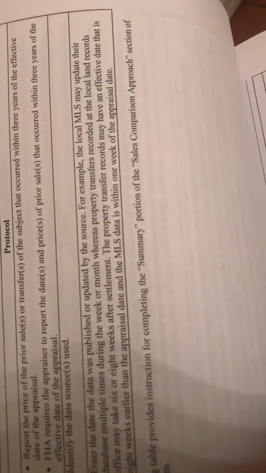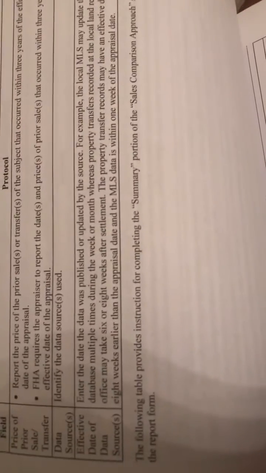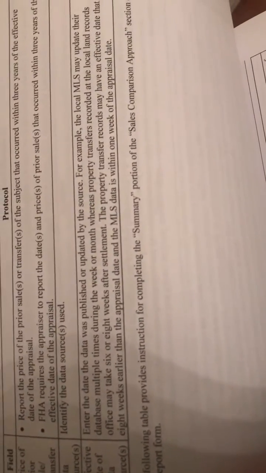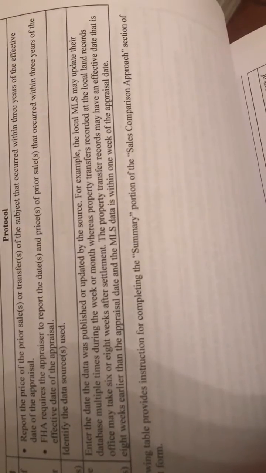For example, the local MLS may update their database multiple times during the week or month, whereas property transfers recorded at the local land records office may take 6 or 8 weeks after settlement. The property transfer records may have an effective date that is 8 weeks earlier than the appraisal date, and the MLS data is within 1 week of the appraisal date. The following table provides instructions for completing the summary portion of the sales comparison approach section of the report form.